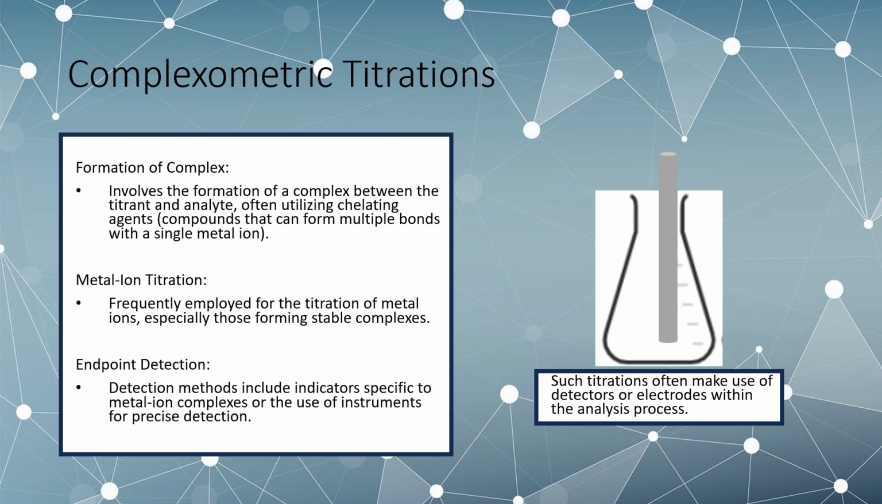These are frequently employed for the titration of metal ions, especially those forming stable complexes. Now, the endpoint detection can use indicators for specific metal ions, but often makes use of instruments for precise detection, such as different electrodes or detectors within the solution itself, as is given in the diagram on the right.